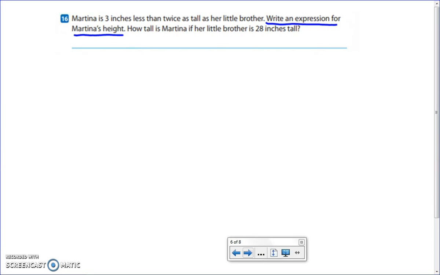So there are some key words here that I'm looking at. It says that she is 3 inches less than. If I was saying 3 less than 10, I would do 10 minus 3. So when I say 3 inches less than, I know that's going to be subtracting 3. Whatever the rest of it is, I'm taking 3 away from that. So minus 3 is actually going to be the back part of my expression, even though it's the first thing that's stated. It's one of those English language kind of things.